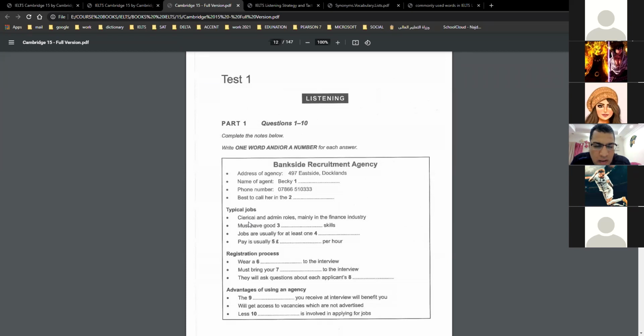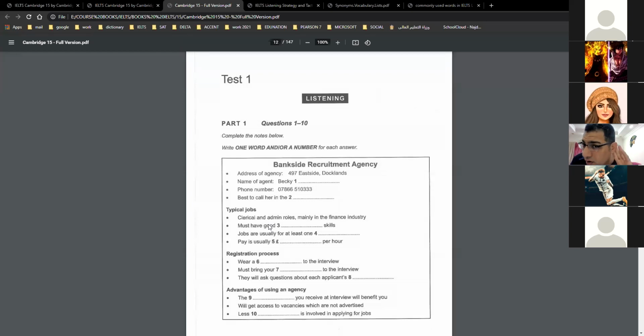Number three, go ahead. Clerical and admin roles, mainly in the finance industry, must have good space skills. Good what? Main skills. If you say three main, how many words? No, you said two words here. You should write only one word. "Main skills" are two words. We need one word only. Bishoy, what can we have here?